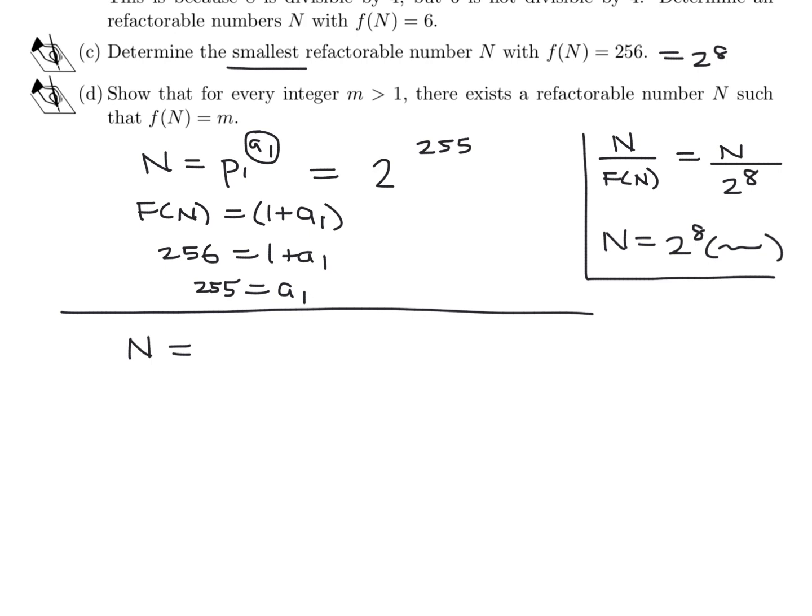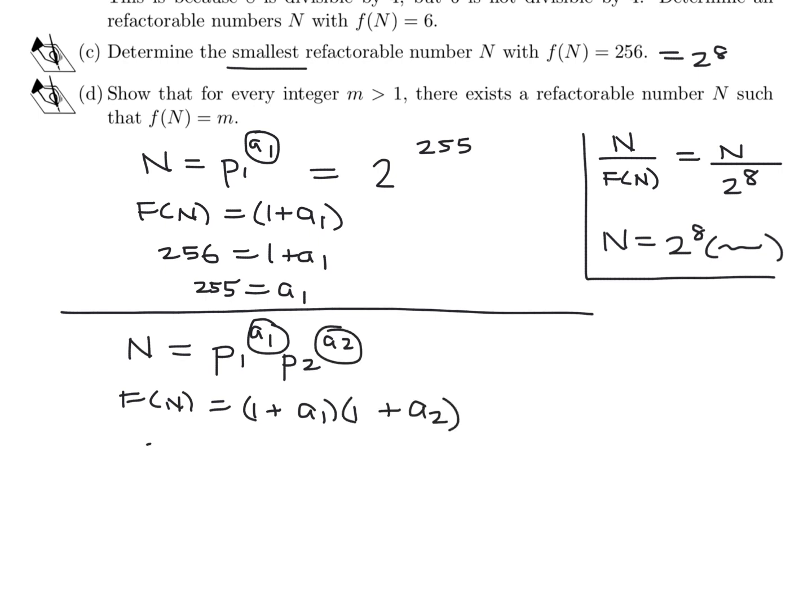Hopefully not too many. Let's try 2 prime numbers. So we've got p1 to the a1, and then p2 to the a2, like that. So f of n, and by now, hopefully you're an expert, you take this exponent and add 1, take this one and add 1, and then this is 256. And then I guess now you've got a little bit more of a choice.